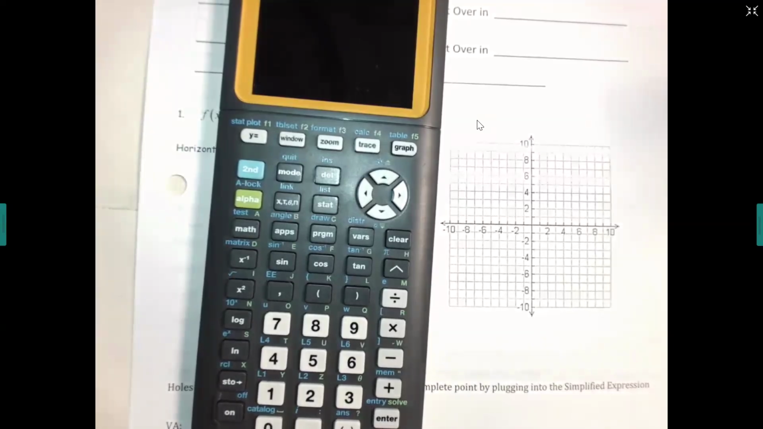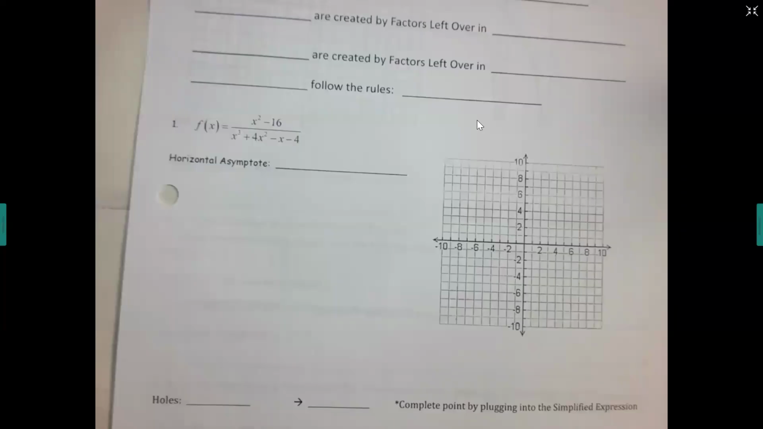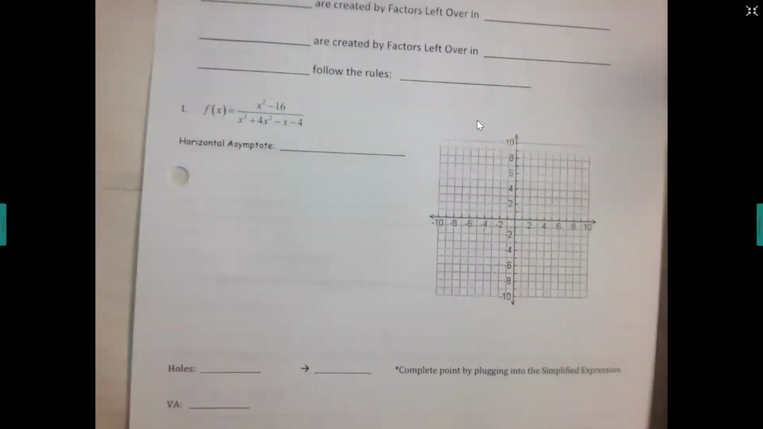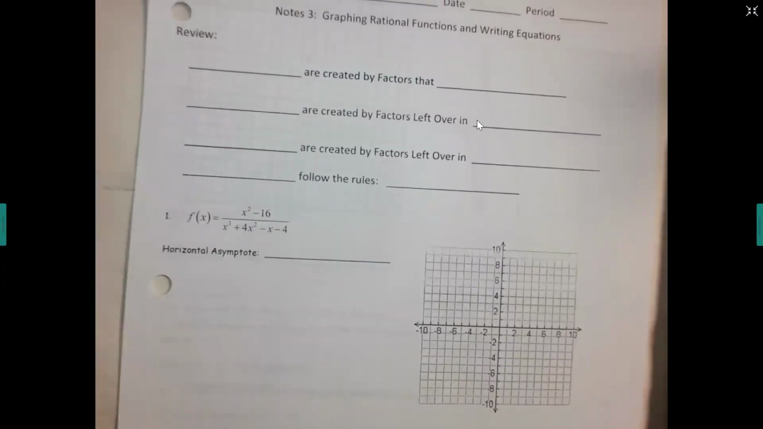But Friday, you won't have any notes. So if you want to just wait and do the homework on Friday, you could. Okay? But today we're going to do notes. And then Friday, you're going to do the homework that goes with these notes. Okay? All right, at the top.